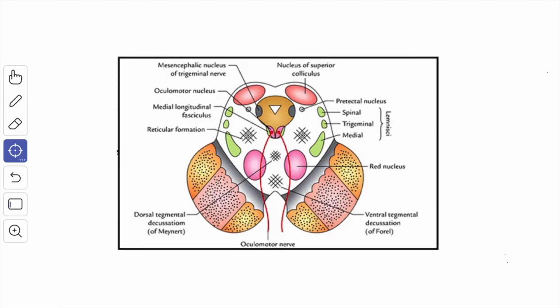So this is a transverse section of the midbrain at the level of the superior colliculus. Here you can see this is the oculomotor nucleus. So this pink color is the oculomotor nucleus. This oculomotor nucleus is located in the central gray matter, ventral to the aqueduct. So this is the aqueduct. It lies ventral to the aqueduct at the level of the superior colliculus.